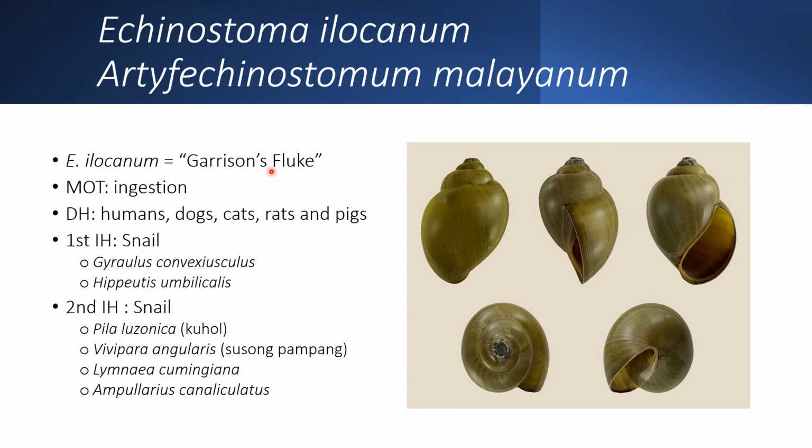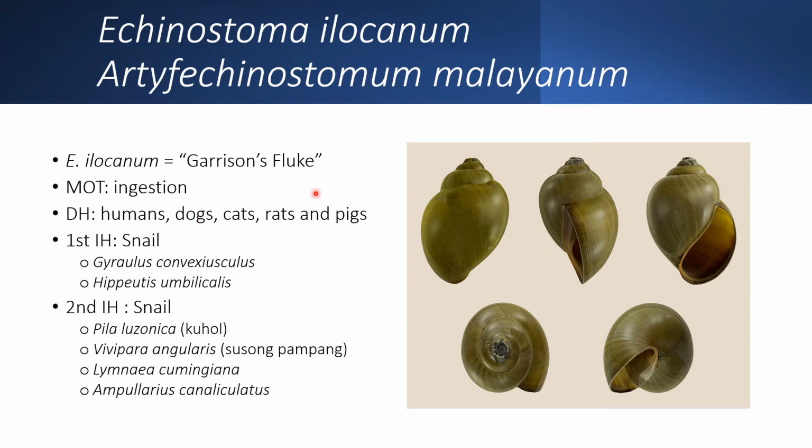So for your E. ilocanum, otherwise known as your Garrison's fluke, it was called Garrison's fluke because the infection manifested by E. ilocanum was first noted by Garrison in 1907 among Bilibid prisoners. No, so it was discovered here, no, in the Philippines. So E. ilocanum is the most important species among all echinostomes. Okay, so mode of transmission, we have ingestion, definitive host, and your reservoir host.